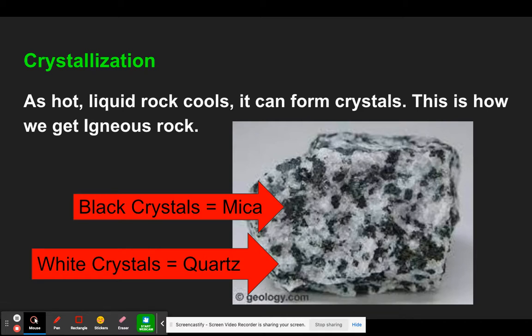So, crystallization. This is a process where hot liquid rock, like magma, as it cools, it forms crystals. This is called crystallization, and it's how we get igneous rock. So again, we have these two different types of crystals. We've got the mica and we've got the quartz, and this could have been a dozen different types of materials. This is just the one I found on Google. But as this liquid magma cools, it crystallizes and it forms igneous rock. So crystallization is the process. It cools and it crystallizes.